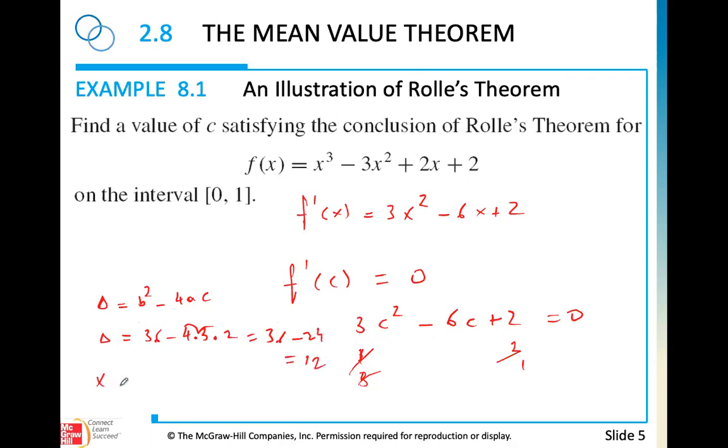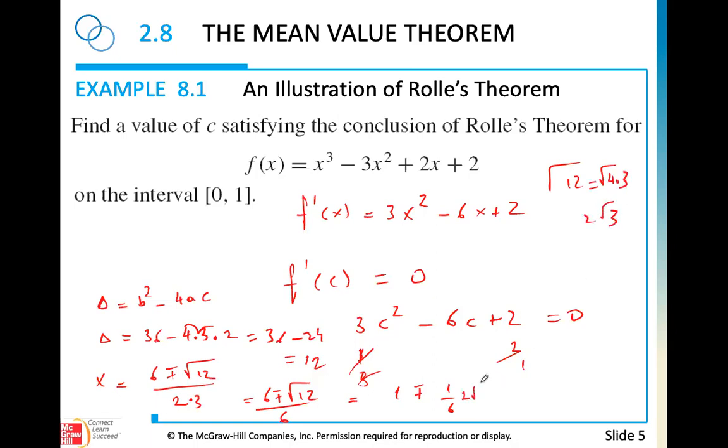So x will be negative b, which is 6, plus minus root 12, over 2a, which is 2 times 3. So it will be 6 plus minus root 12 divided by 6. So it will be 1 plus minus 1 over 6 times root 12. By the way, root 12 is equal to root of 4 times 3, so 2 root 3. If I write 2 root 3, I can simplify. So 1 plus minus root 3 over 3.